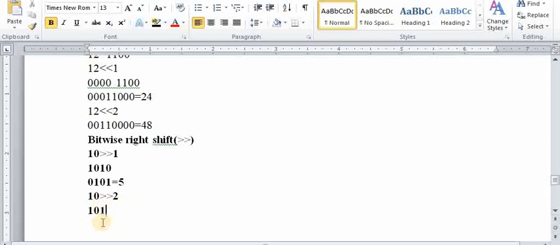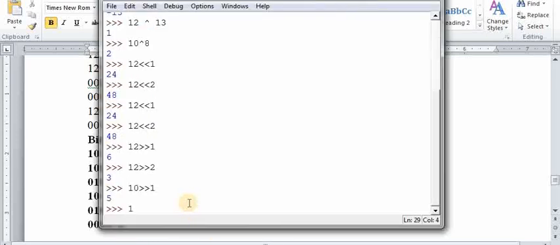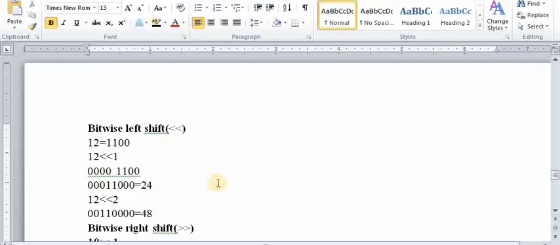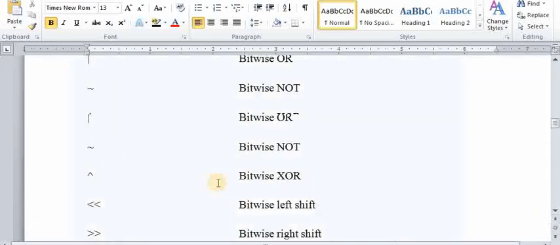Now you have to shift this 1 to the right side and it goes to garbage. So what do you get? You will get only 1 0, and the decimal number representation of 1 0 is 2. Let's check it. 10 right shifted by 2, what will be? That will be 2. So this is all about the bitwise operators.